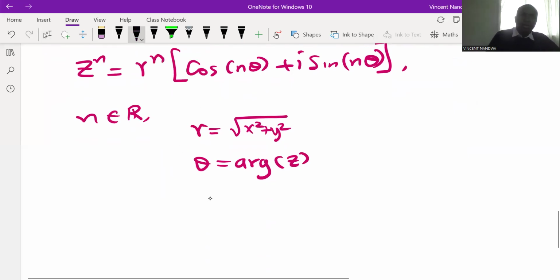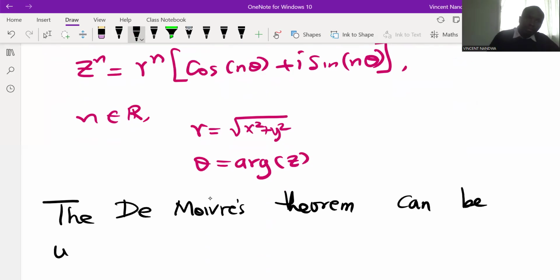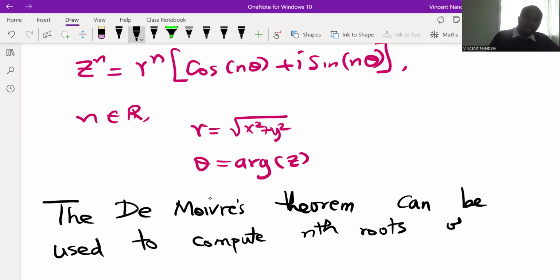Then De Moivre's theorem can be used to compute nth roots of complex numbers.